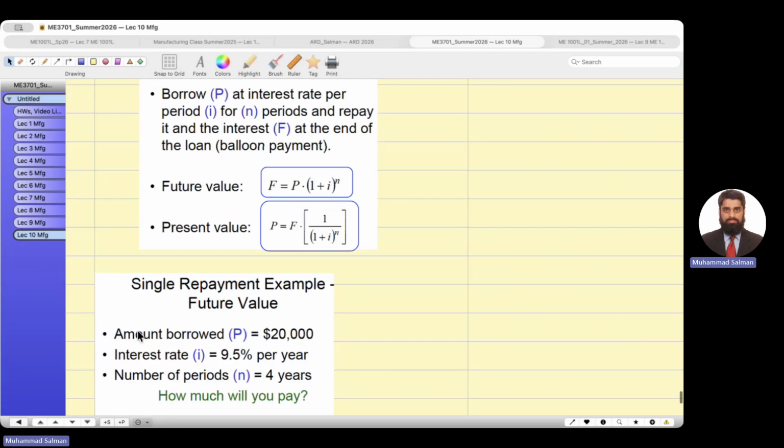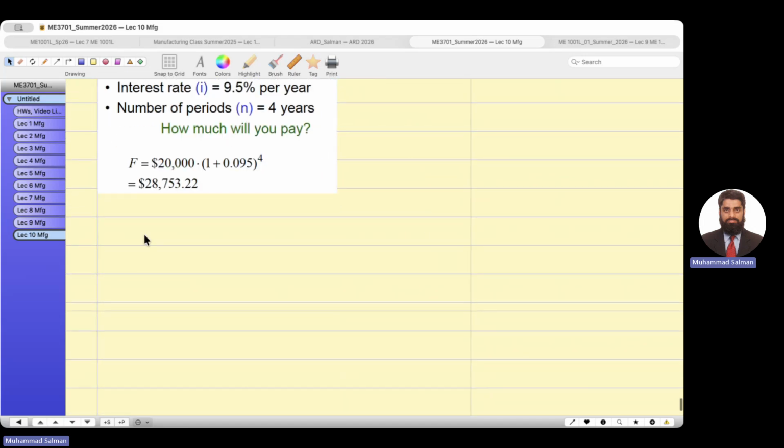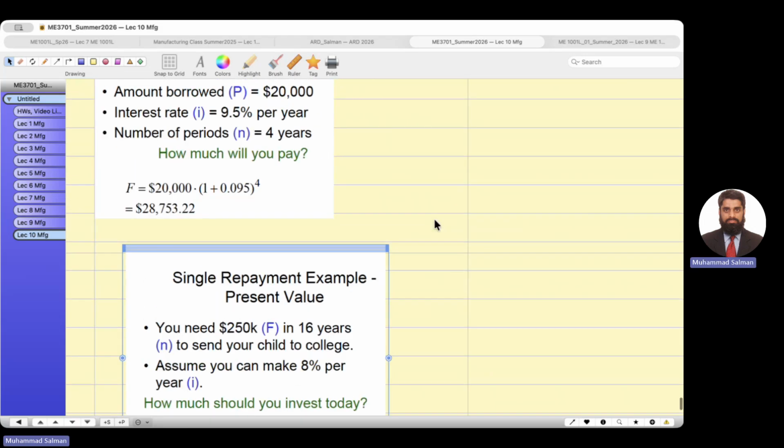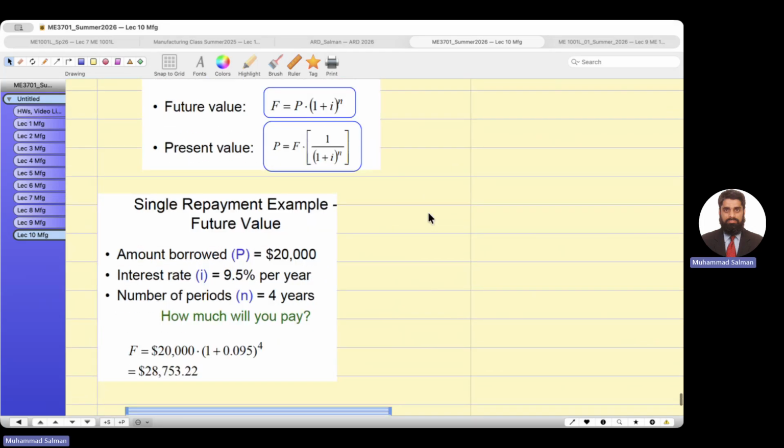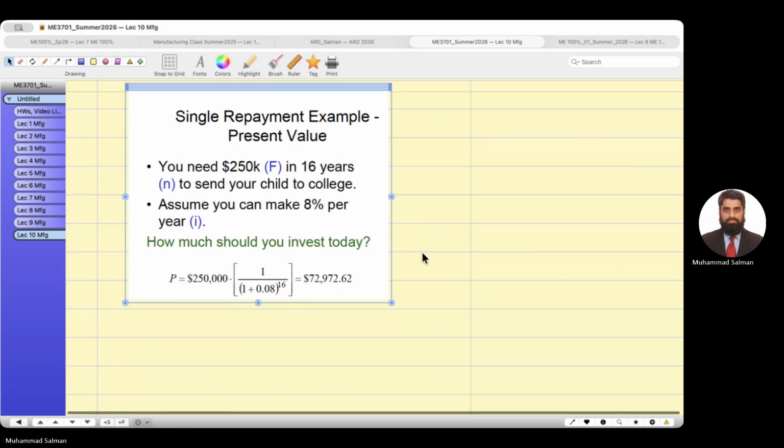And now the next question is to find out the present value if you know the future value. Suppose you need $250,000 in 16 years to send your child to college. Assume you can make 8% per year. How much should you invest today? Okay, this is the formula: present value if you know the future value in 16 years.